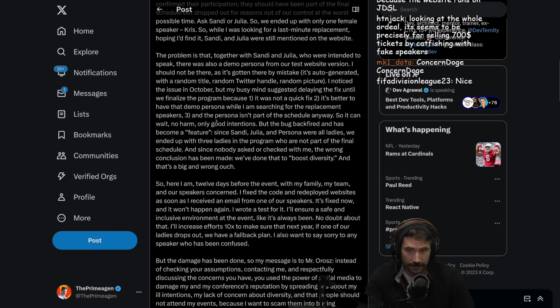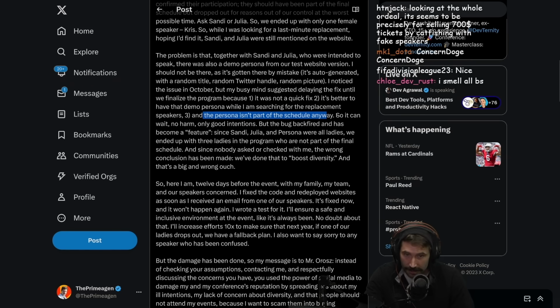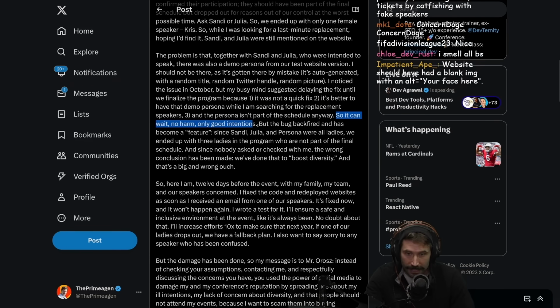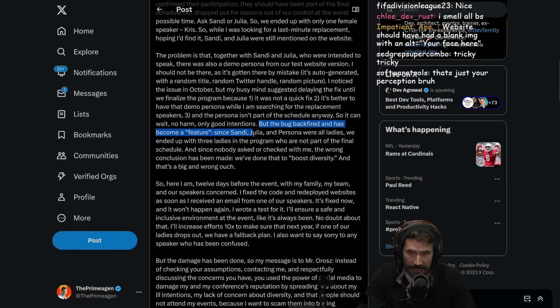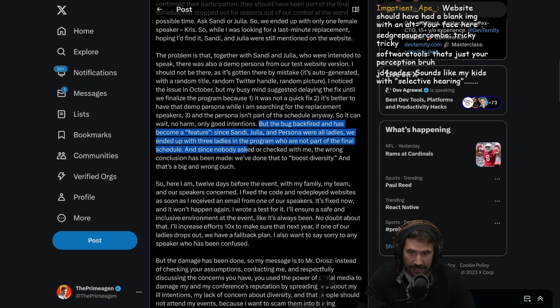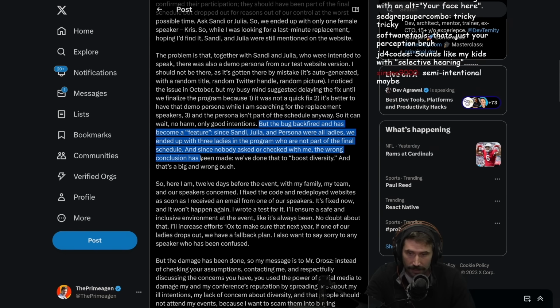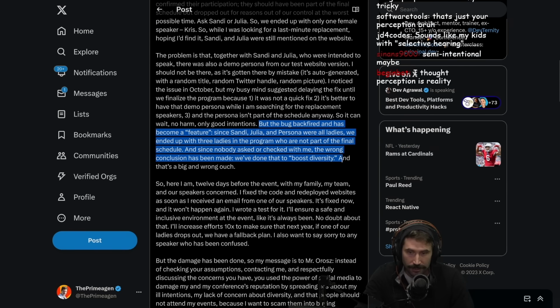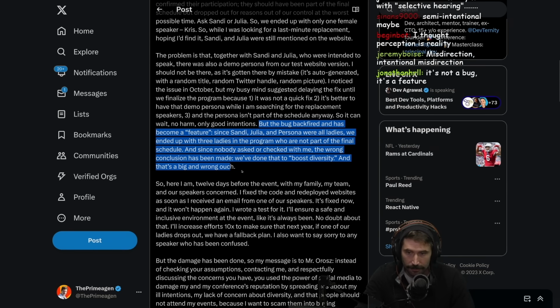Right? The persona isn't part of the schedule. Okay, then it's not a problem. So it can wait anyways. No harm. Only good intentions. The bug backfired and has become a feature. Since Sunday and Julia and Persona were all ladies, we ended up with 3 ladies in the program who are not part of the final schedule. And since nobody asked or checked with me, the wrong conclusion has been made. We've done that to boost diversity. And that's a big and wrong ouch.